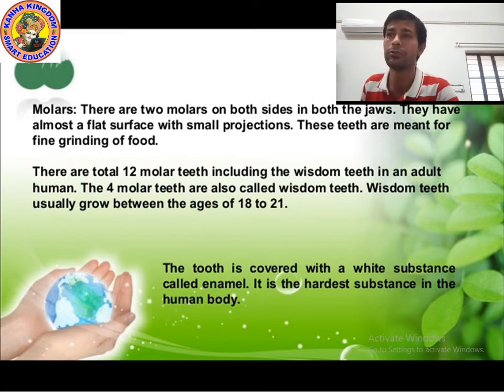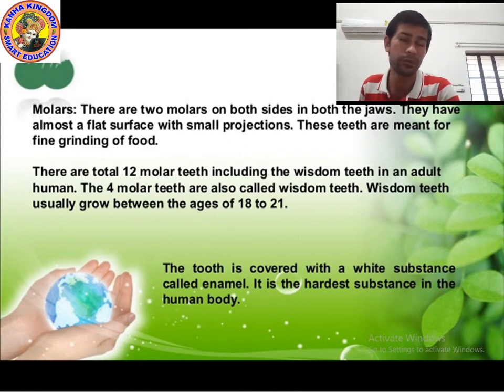4 wisdom teeth. The tooth is covered with a white substance called enamel. It is the hardest substance in the human body. Why are our teeth white? Because of enamel. Because of enamel, our teeth are white. Remember, there are 2 molar on both sides in both jaws.